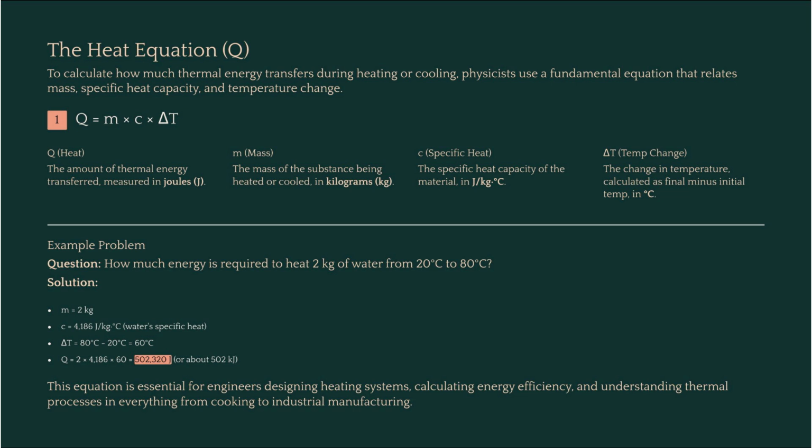Engineers and scientists need to be able to calculate exactly how much heat is transferred. That's where the heat equation comes in. Q = m × c × ΔT. Q is the heat transferred, m is the mass of the object, c is its specific heat, and ΔT is the change in temperature. If you know how heavy something is and what it's made of, you can predict exactly how much energy you need to heat it up.